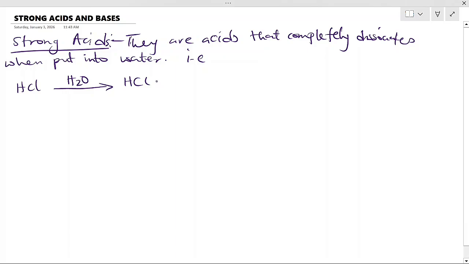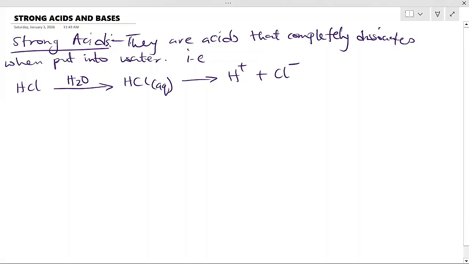First, it turns into HCl in aqueous solution. Why? Because it has been introduced to water. On its own, it is not an aqueous solution. It is a strong acid. So when it becomes HCl aqueous floating around in water, it completely dissociates into H plus, which is your proton, and your Cl minus.